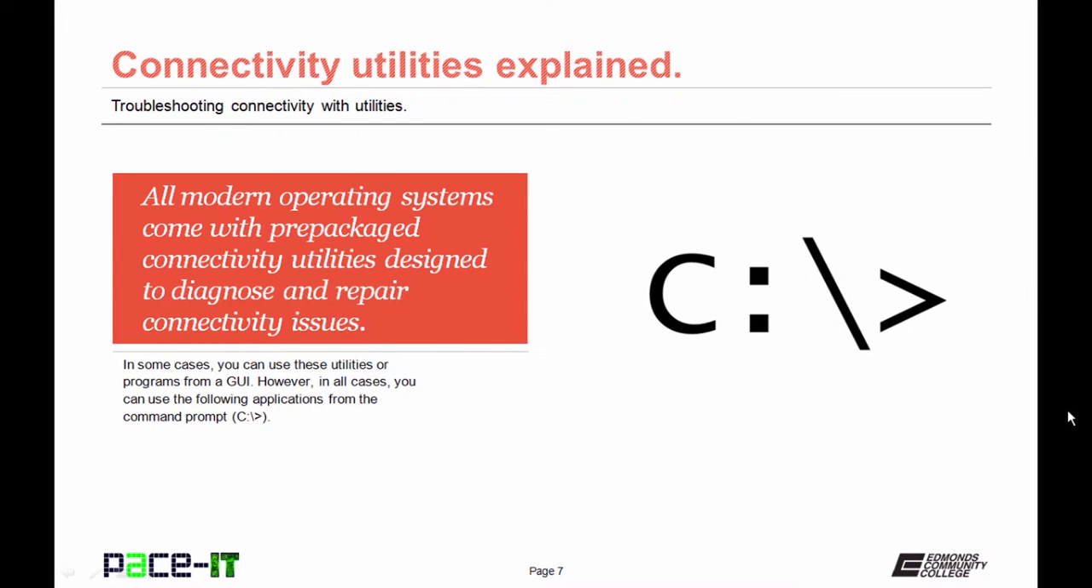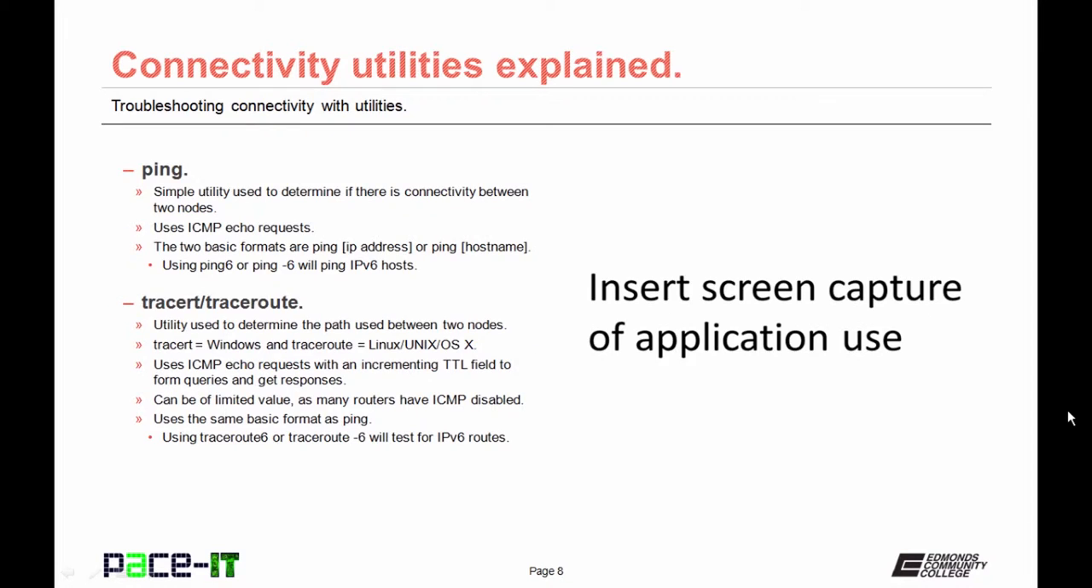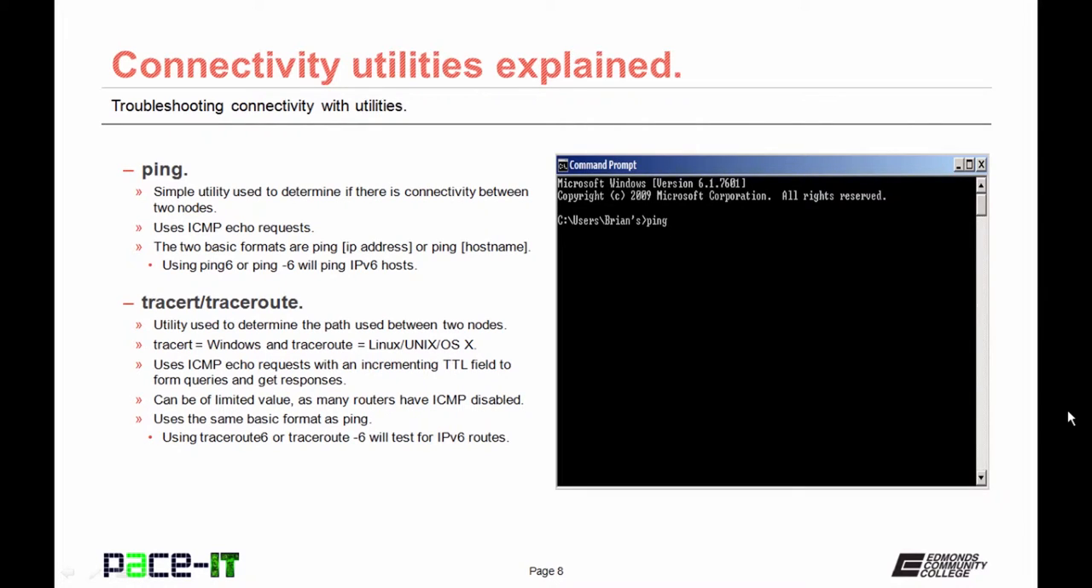All modern operating systems come with prepackaged connectivity utilities designed to diagnose and/or to repair connectivity issues. In some cases, you can use these utilities or programs from a graphical user interface or GUI. However, in all cases, you can use the following applications from the command prompt. First up is ping. It is a simple utility that is used to determine if there's connectivity between two nodes or two endpoints. It uses ICMP echo requests.